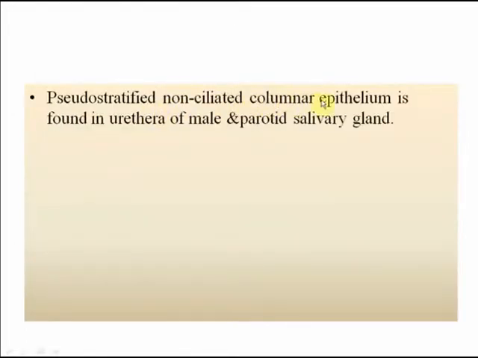Pseudo-stratified non-ciliated columnar epithelium is found in the urethra of male and the parotid salivary gland. So, pseudo-stratified non-ciliated epithelia is found in the urethra of male and the large salivary gland, that is parotid.